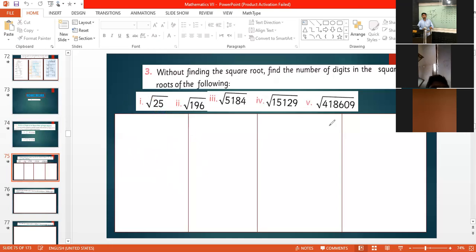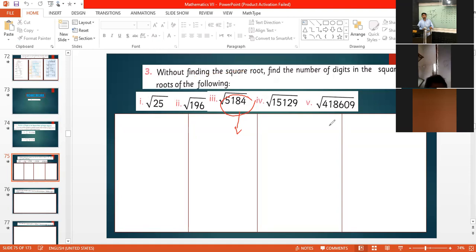Yes, when the number of digits is even, we write n by 2. The third one, the second we'll discuss later. The third one is 5184, and you are finding the square root, but we are not interested in the square root. We are just interested to know how many digits are in it.